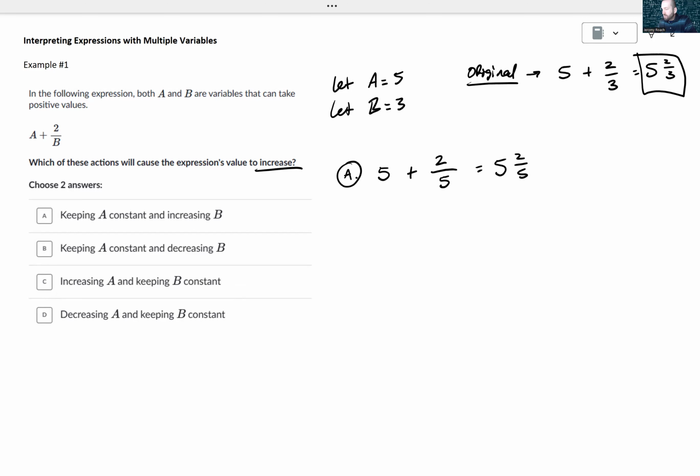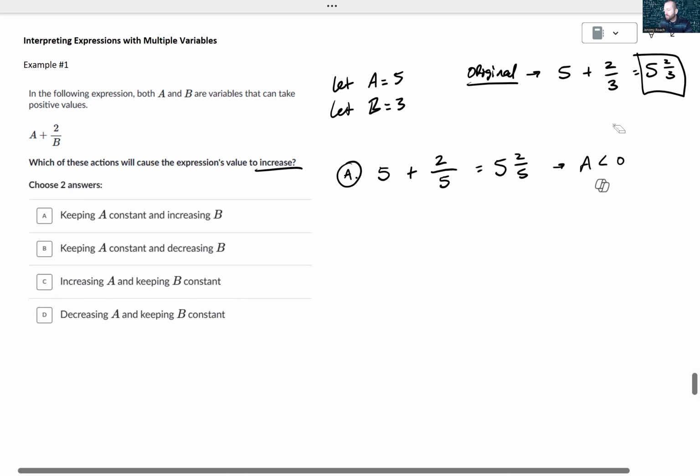Now we have to check which one is bigger. Is this bigger than this? Well, you can always check on your calculator if you need to. 2/3 is 0.6 repeating. 2/5 is 0.4. So A is less than the original. So I'm just going to write A is less than the original.